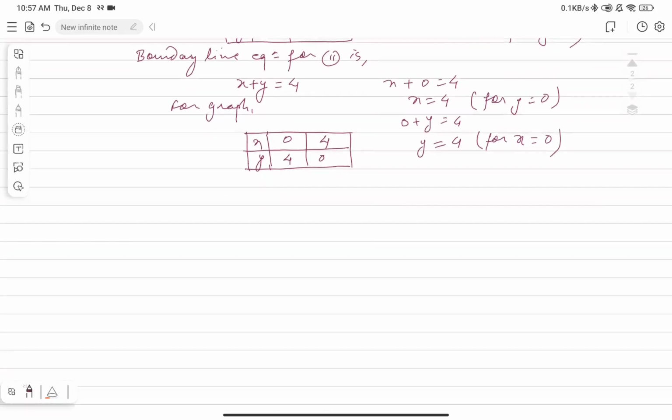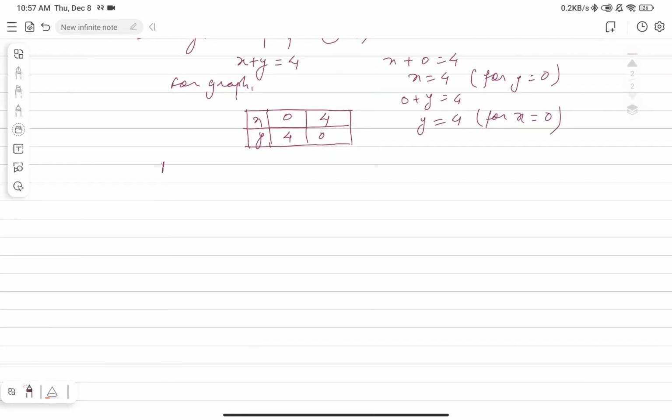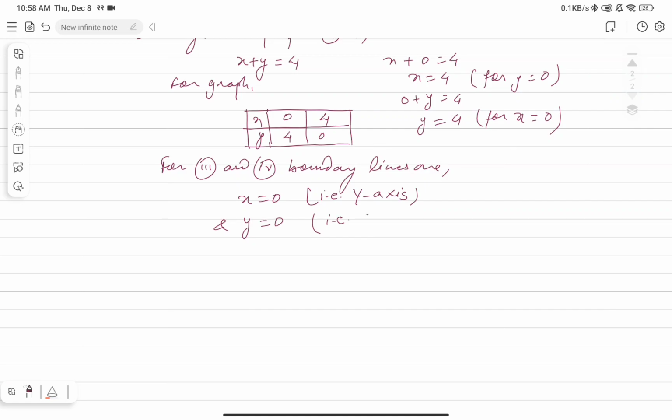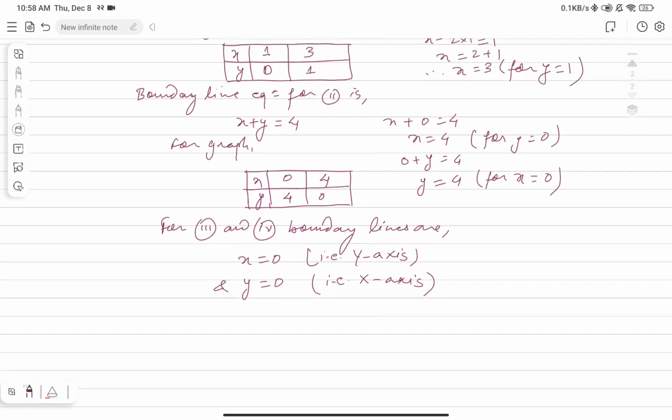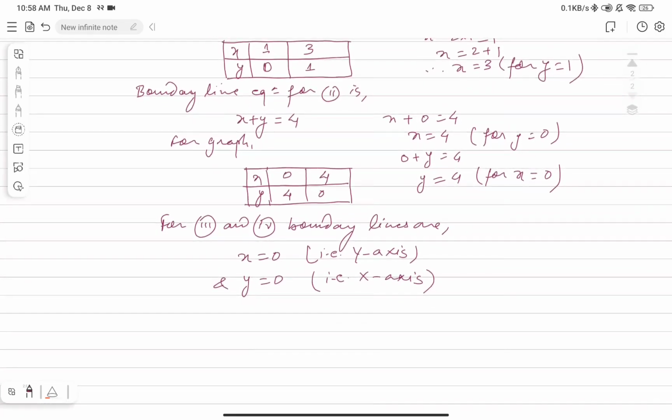Now the other two inequalities are here: x is greater than or equal to 0 and y is greater than or equal to 0. The boundary line equations for these two inequalities are x equals 0, which is our y-axis, because on the y-axis all the values of x are 0, and y equals 0, which is our x-axis. These are the boundary lines for the given inequalities 3 and 4.